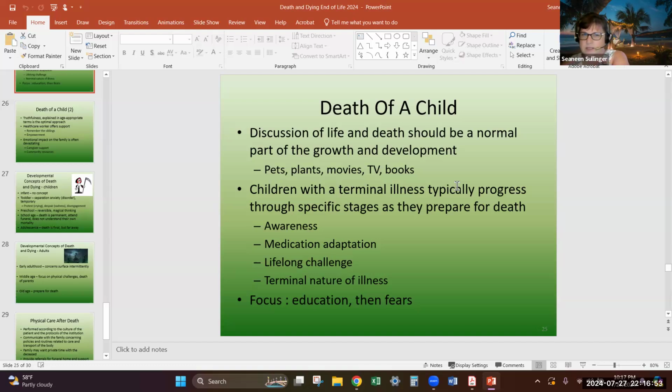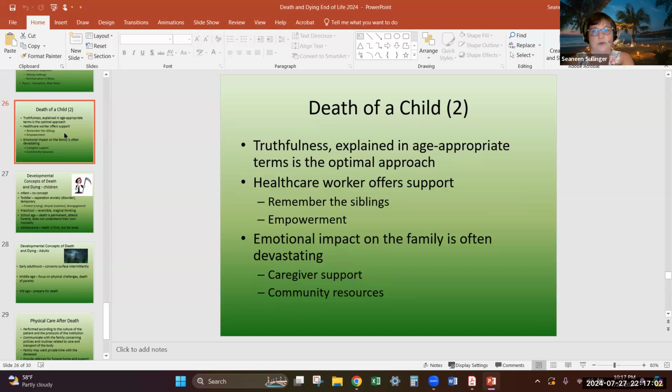Feels left out and isolated a lot of times. So there's a lot of things to deal with when we're talking about the death of a child. But you want to be truthful. They know when you're lying. Remember the siblings' empowerment. As much power as the child can have is a good thing. Caregiver support, community resources, support groups, support blogs, support whatever you have available is important.